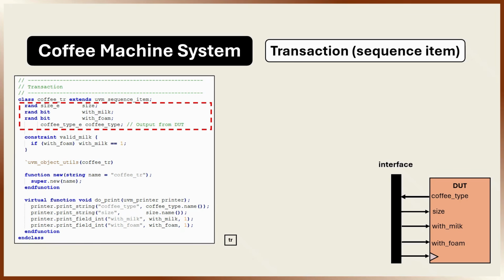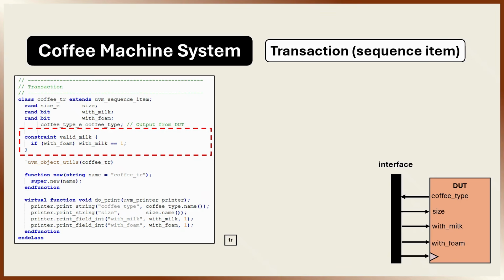These fields are marked as random, which allows the test bench to automatically generate many different drink combinations. This helps us explore a variety of inputs without writing each one manually. There is also a constraint. If foam is requested, milk must be included. This matches how our coffee machine behaves, because you can't add foam without milk.